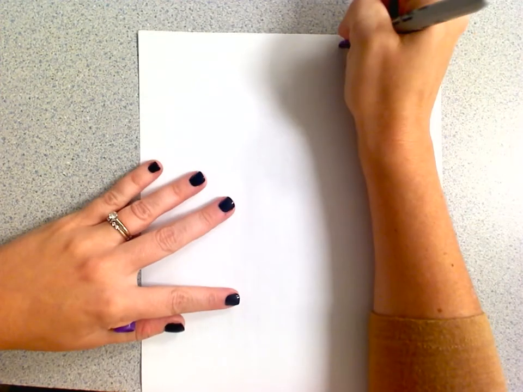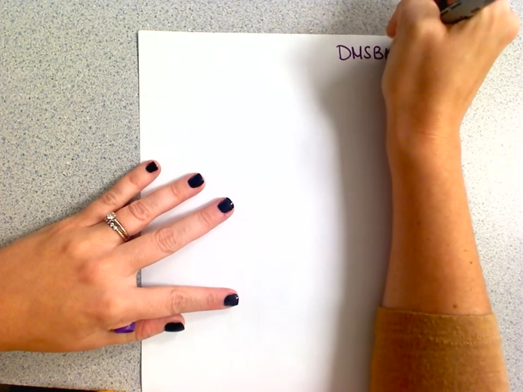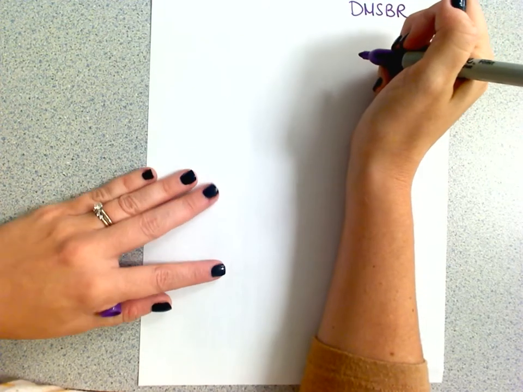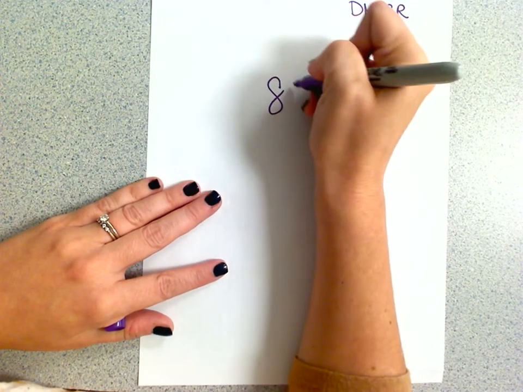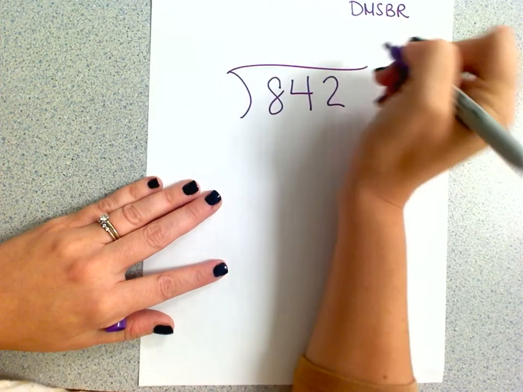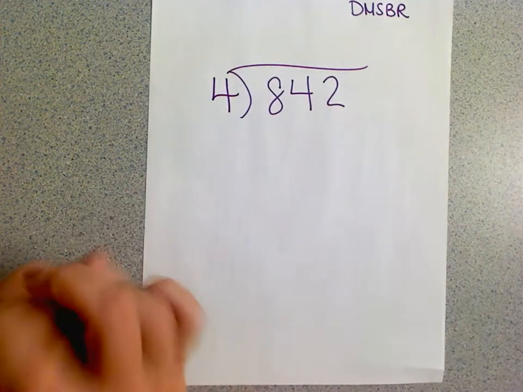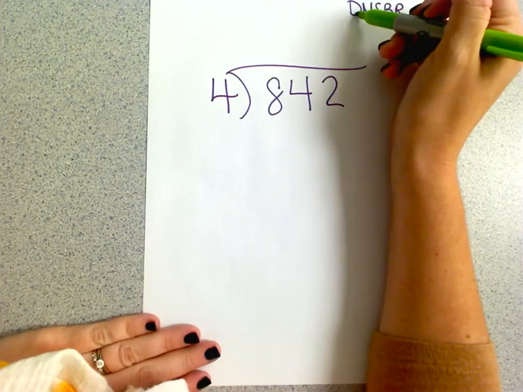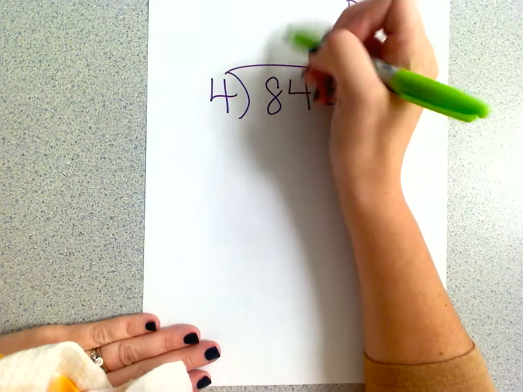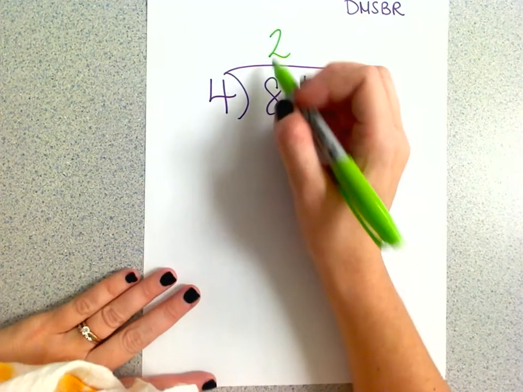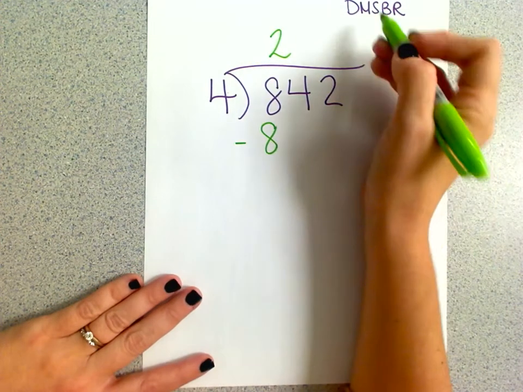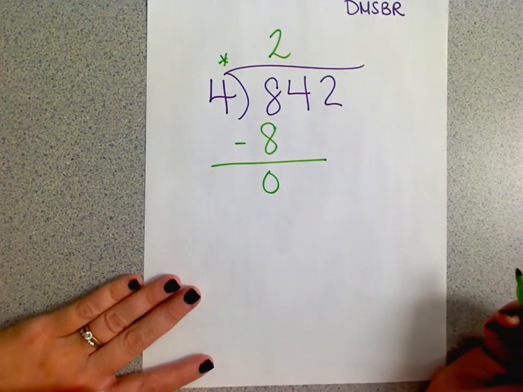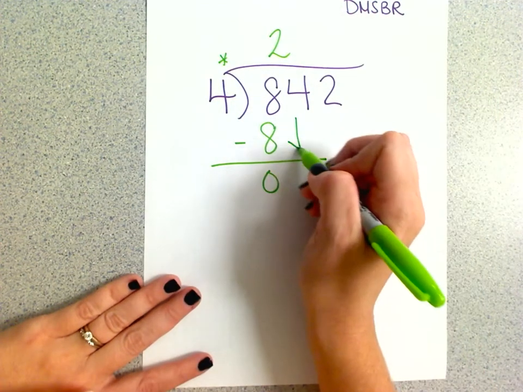Okay, acronym at the top. Does McDonald's sell burgers raw: divide, multiply, subtract, bring down, repeat. Our problem here is 842 divided by 4. First step, divide. 4 goes into 8 how many times? Perfectly 2, right? 2 times 4 is 8. Next step, subtract. So we've multiplied, now we're subtracting. 8 minus 8 is 0. Next step, B for bring down.